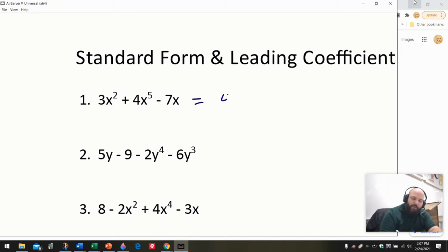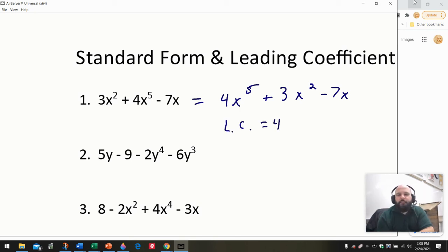So the greatest power here is 4x to the fifth, and then we would have 3x squared, and lastly, we would have negative 7x. And you could say x to the first if you really wanted to, but it's not necessary. So you can see we have the powers. They go from the highest power to the lowest. Now we are in standard form. The leading coefficient is going to be that first number out in front of the variable. So in this case, the leading coefficient, I'm going to write LC for leading coefficient, is equal to 4.